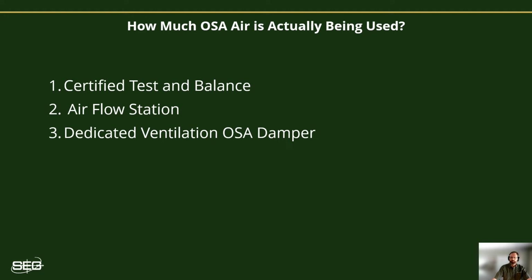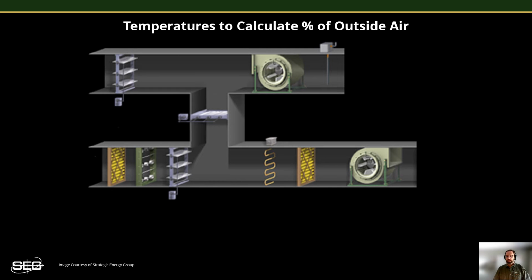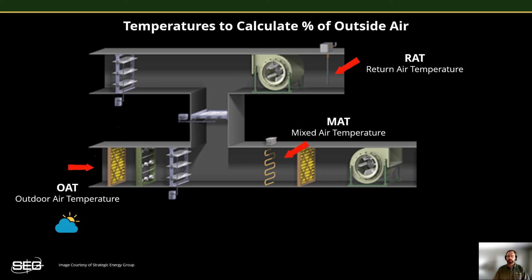Another method is a simple calculation that you can perform that provides the percentage of outside air being drawn into the fan system using 3 common temperatures that are found at the fan system. And those 3 temperatures are the outdoor air temperature, return air temperature, and the mixed air temperature. If the fan system is controlled by an energy management system, chances are it is monitoring these temperatures. If it doesn't, you'll have to manually measure them yourself.